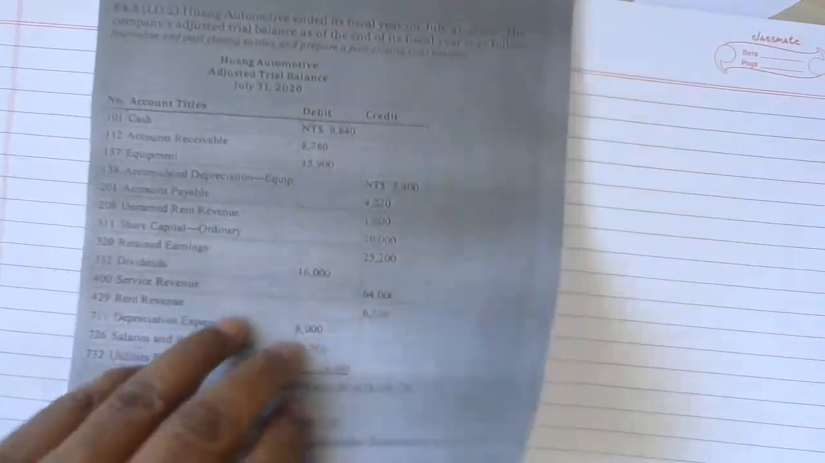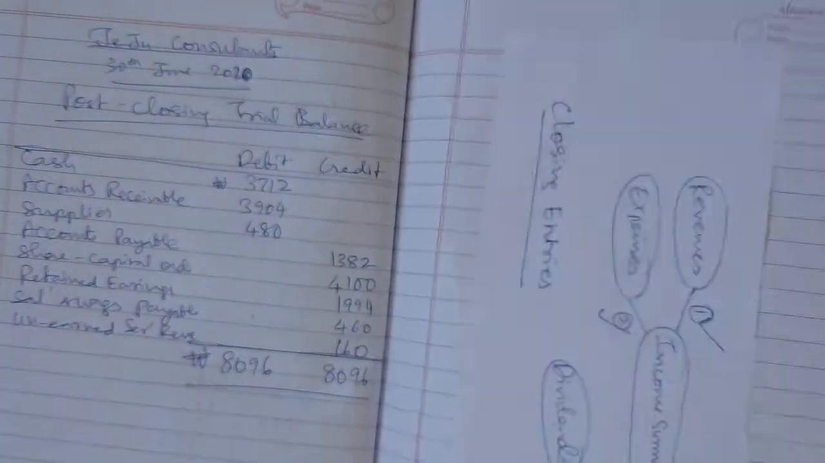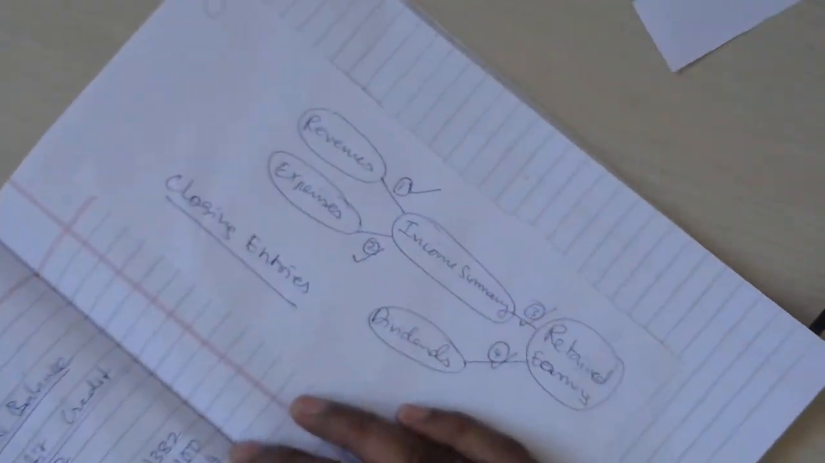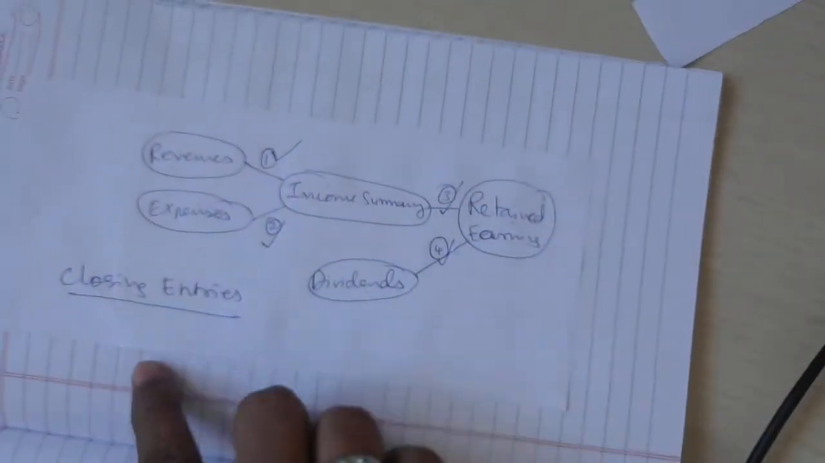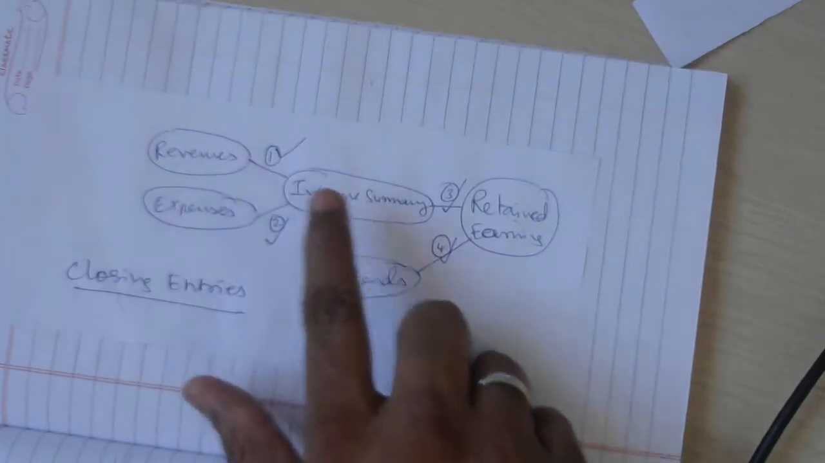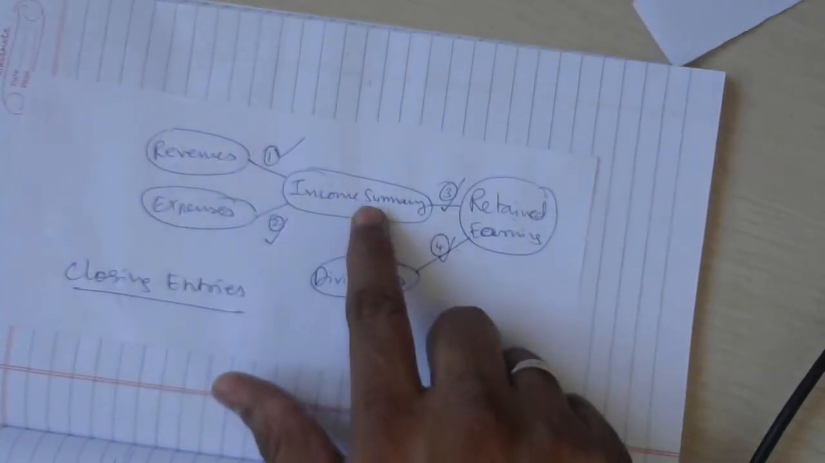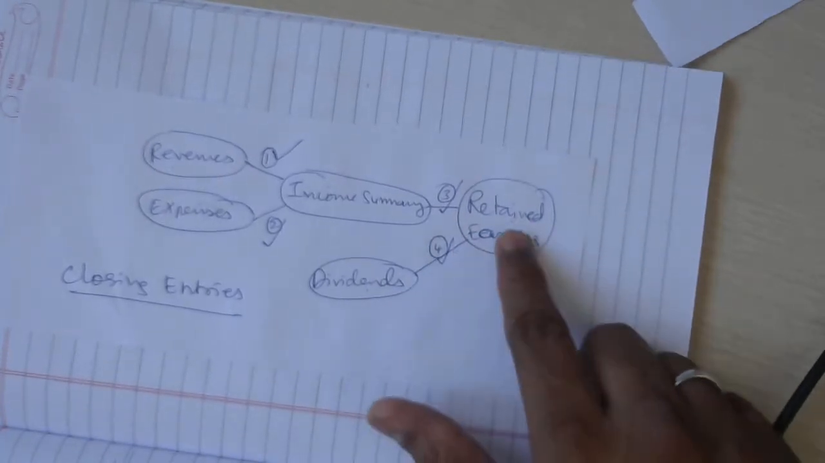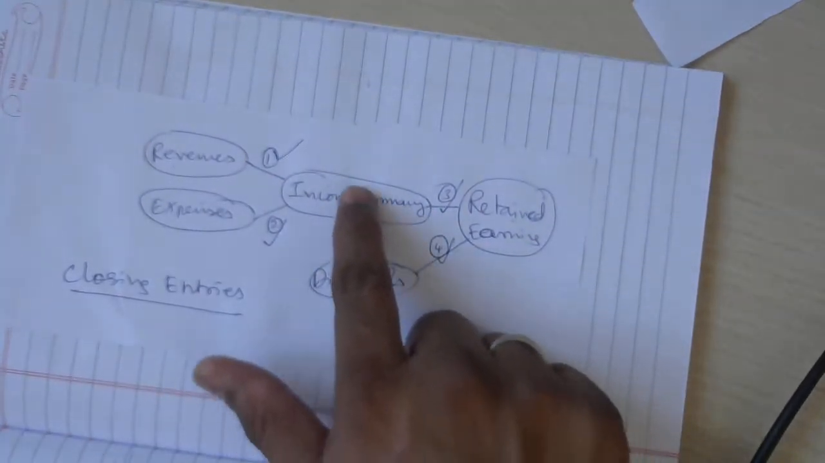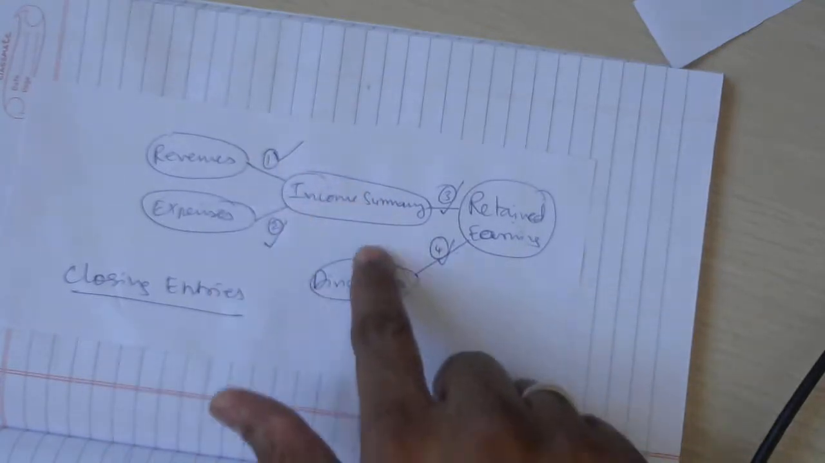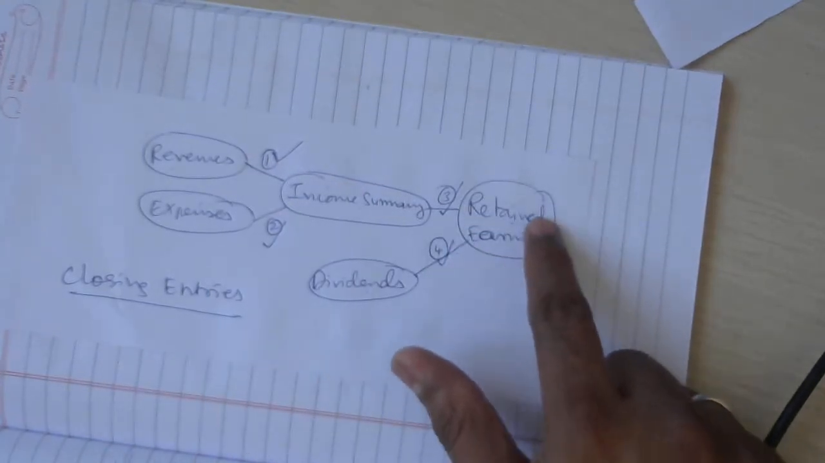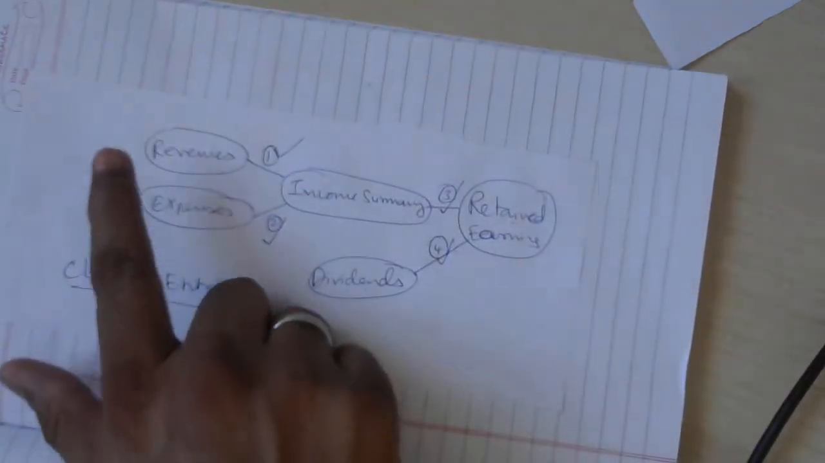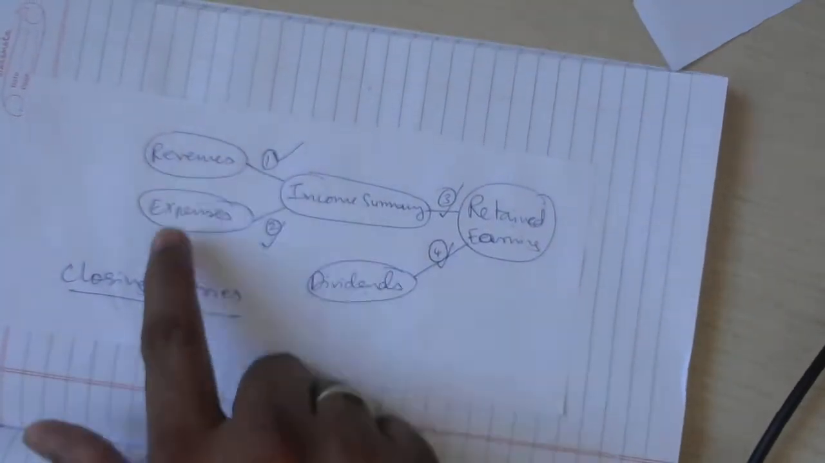I already explained in my last video, about Jeju Consultants, how to create the closing entries, so this is just a review. How to make the closing entries? First between revenues and income summary, then expenses and income summary, then between income summary and retained earnings, and finally between dividends and retained earnings. If you do this, then all these four things will become zero and only the final retained earnings will be there. And you have to do this for revenues, expenses and dividends.